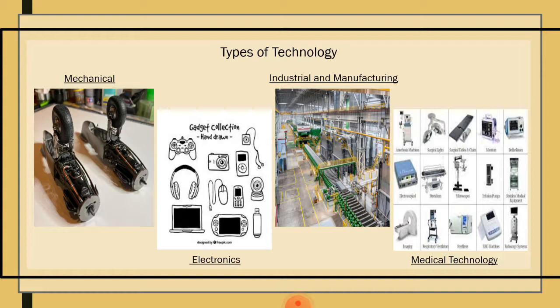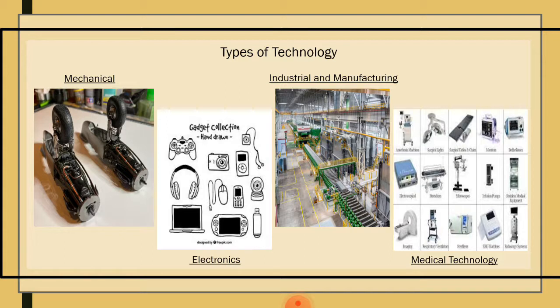Mechanical technology. Things that turn or allow motion in one direction to cause a different kind of motion are mechanical, which includes wheels and engines, which you can see in the picture.